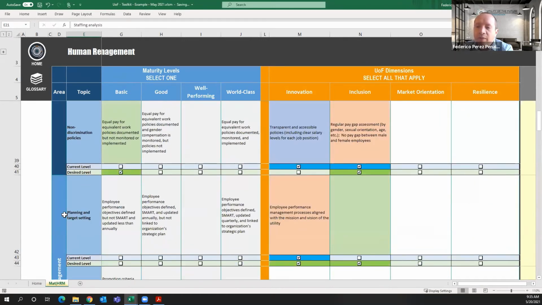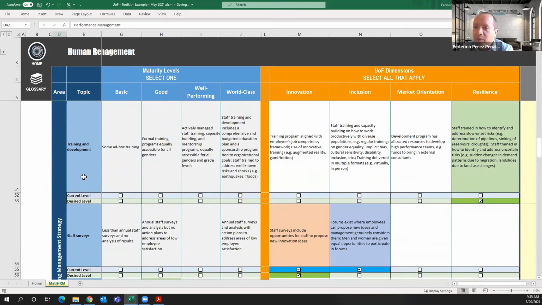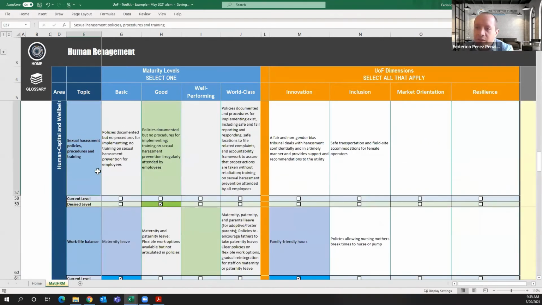For example, we have a process here related with sexual harassment policies and process, no? And in one workshop, we asked if the utility has a process related with sexual harassment and policies, and they said yes, they have. And the policy was that they require a dress code for women, no? So if they answered this question by themselves, they would say, okay, we have a policy related with sexual harassment.